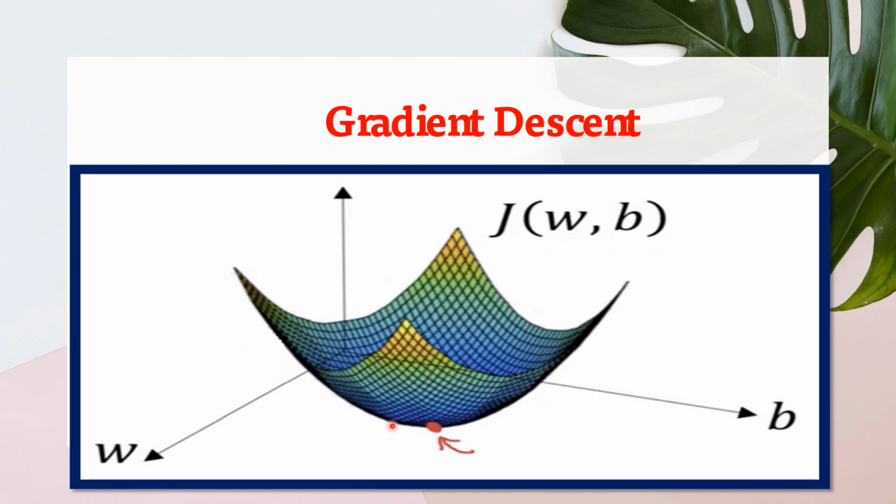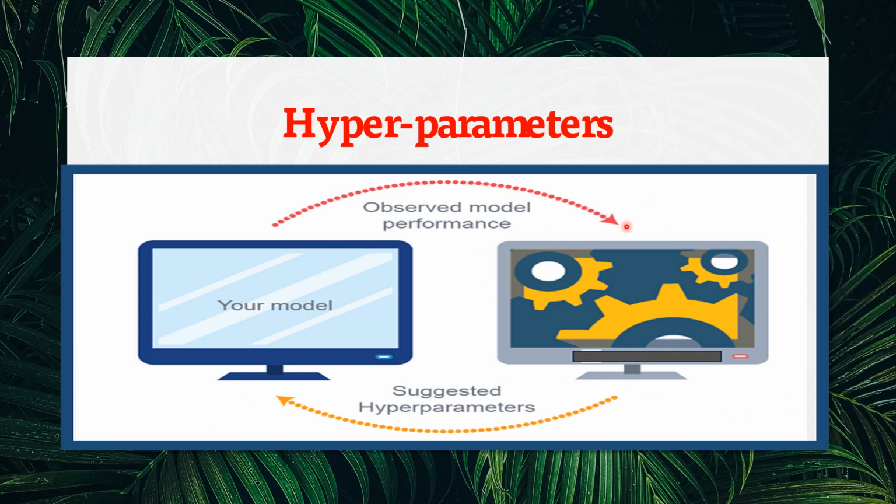To summarize this, we can say that gradient descent is a powerful algorithm which is used in machine learning to find the set of parameters that minimize a loss function in a model. And in business applications, it's used to develop accurate models for tasks such as customer response prediction, fraud detection, and predictive maintenance. Now next comes the hyperparameters.